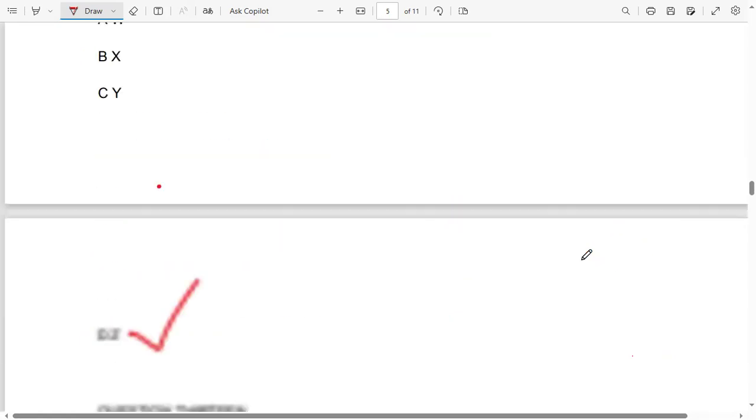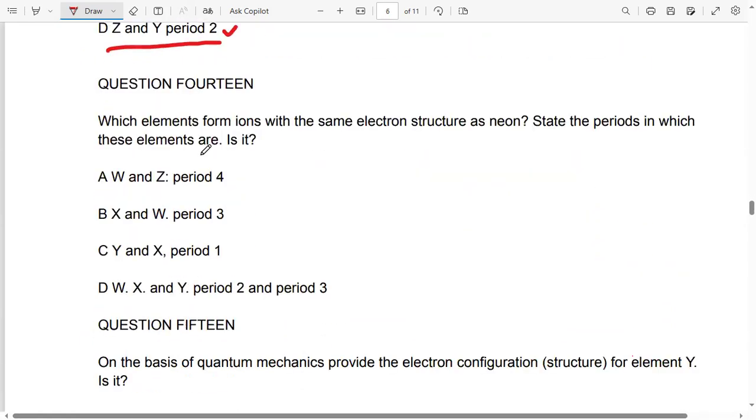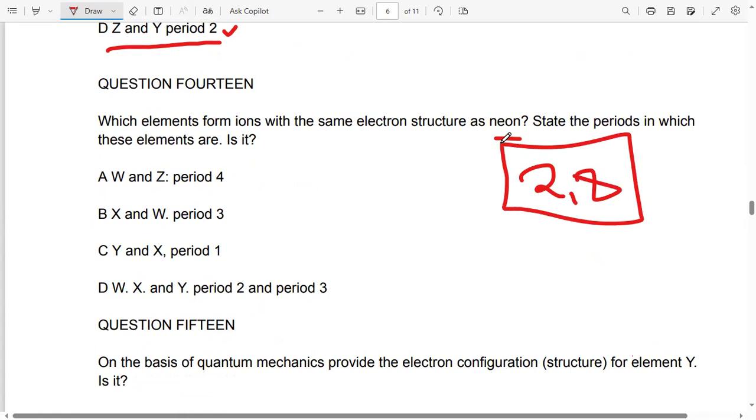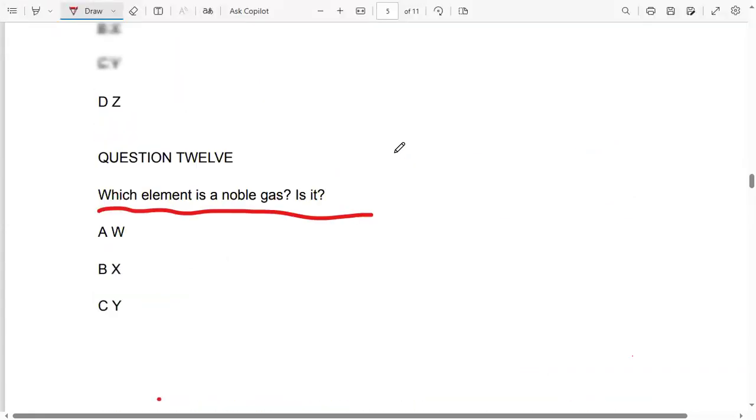So let's go there. On the answers now, we have which elements form the same as neon. Neon is 2,8. From that structure, we saw that all of them form it, but according to these answers, which one is the best? Let me just go back to this table.